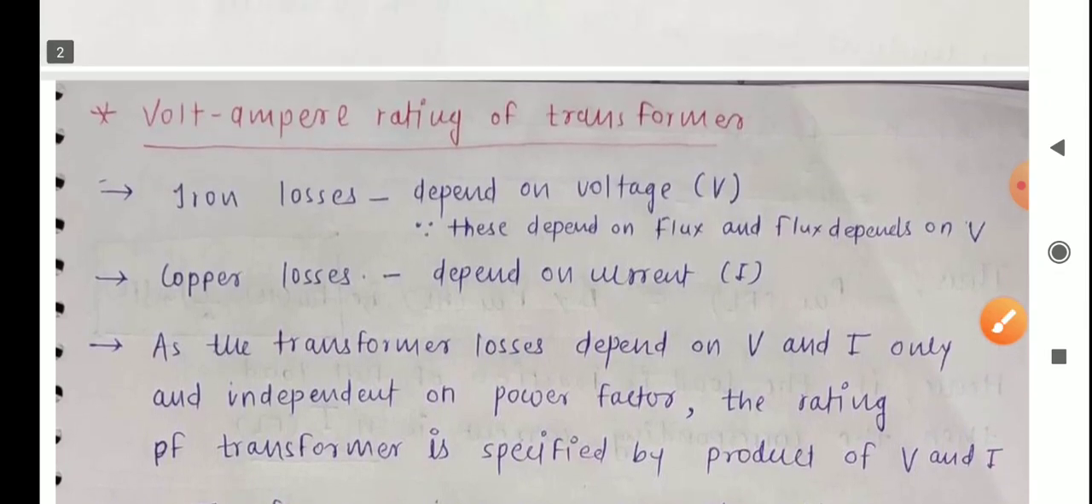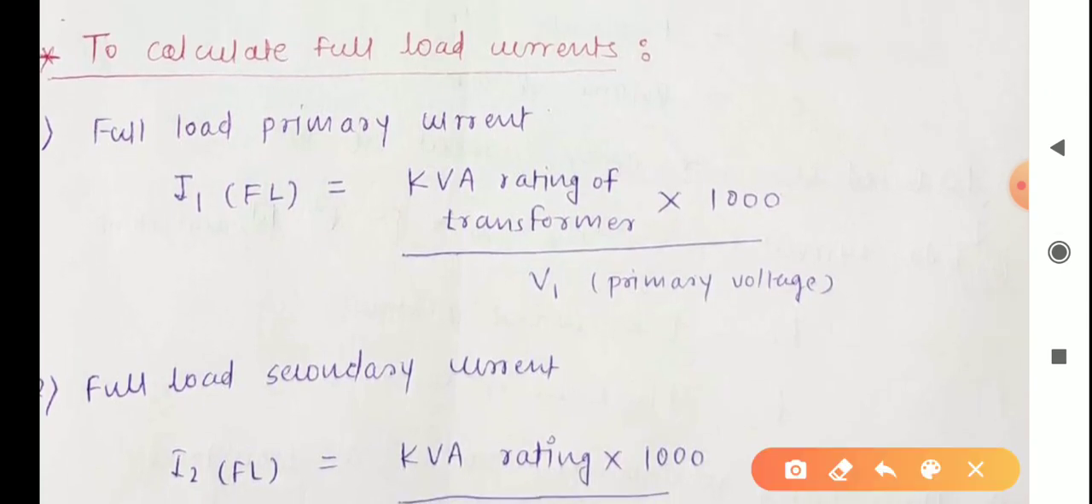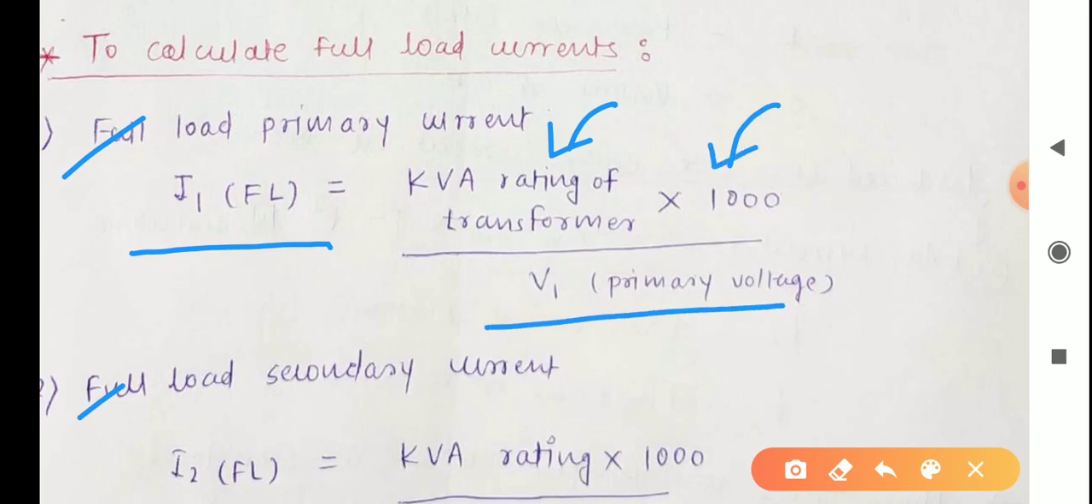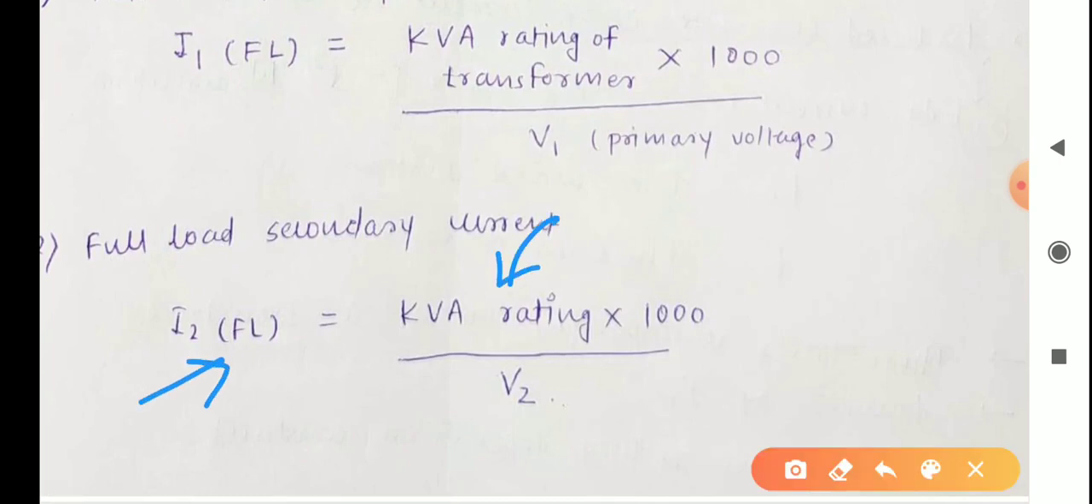Now from this we can determine the full load currents, the primary full load current and the secondary full load current. Primary full load current I1FL will be the kVA rating of the transformer multiplied by 1000 divided by the primary voltage V1, and secondary full load current I2FL will be the kVA rating of the transformer multiplied by 1000 divided by V2.